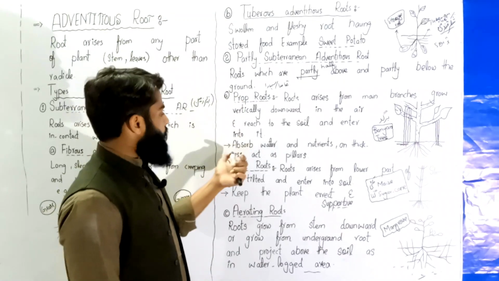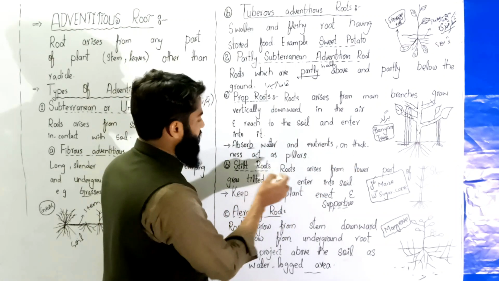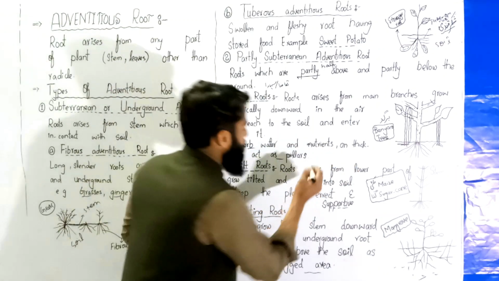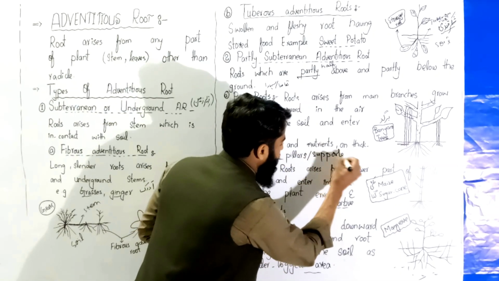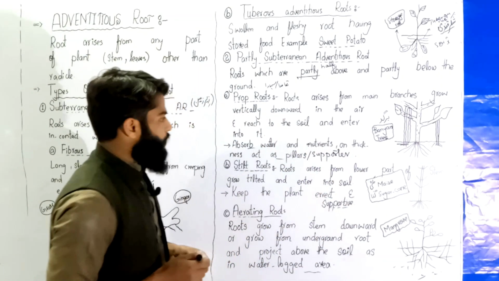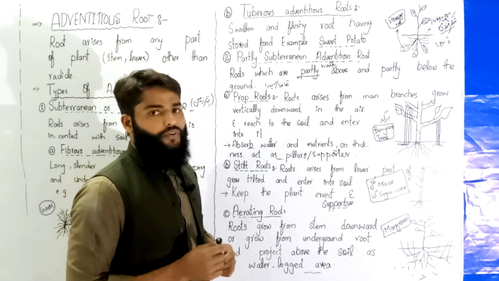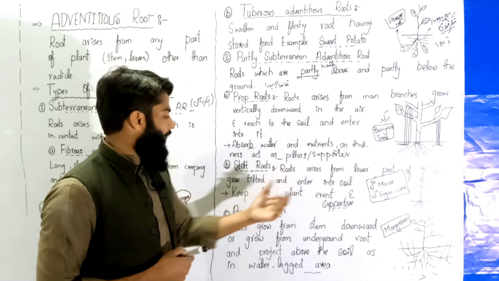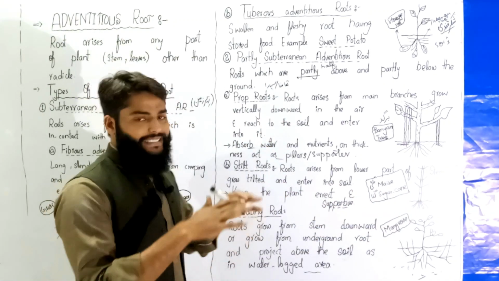So the function of prop roots is to absorb water, nutrients, and on thickness these act as pillars, or in other words we can say as supporter of the plant. So the next type is stilt roots. We can define the stilt roots as the roots arising from the lower part of the stem and growing tilted towards the soil.